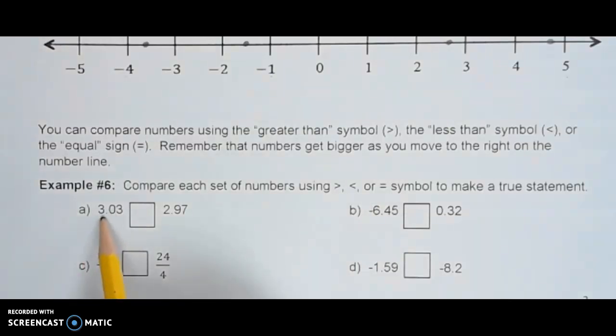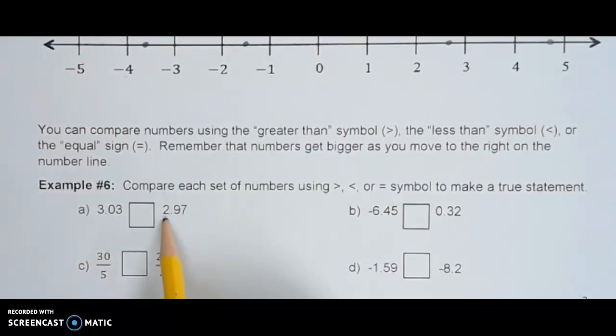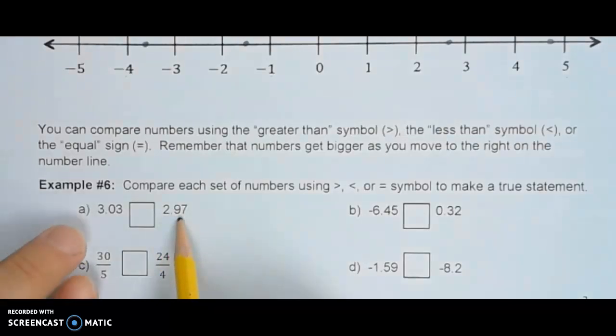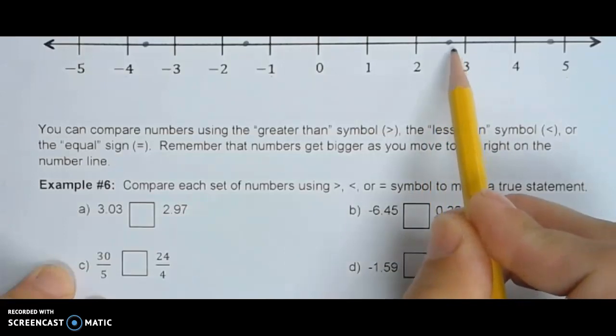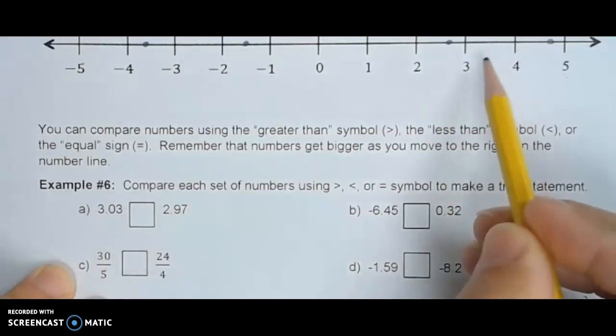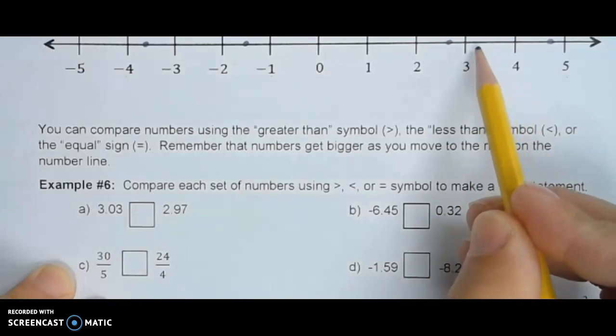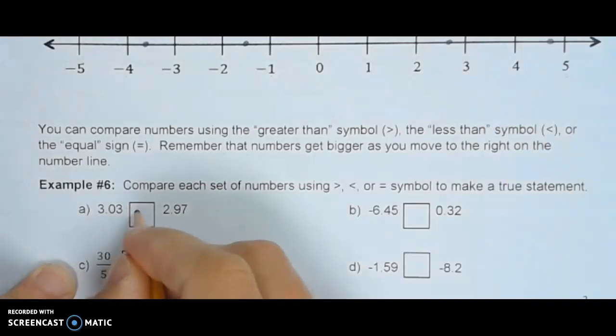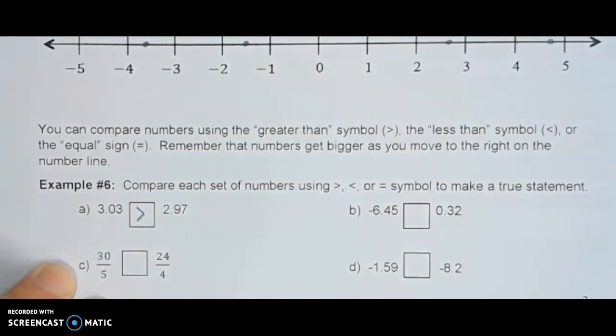In letter A, we have 3 and 3/100 compared to 2 and 97/100. 2 and 97/100, okay, would be approximately right about here, just before 3. 3 and 3/100 would be just after 3. Okay, so since 3 and 3/100 is further to the right, it's going to be bigger than 2 and 97/100.